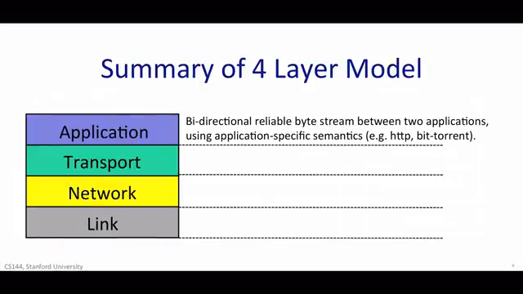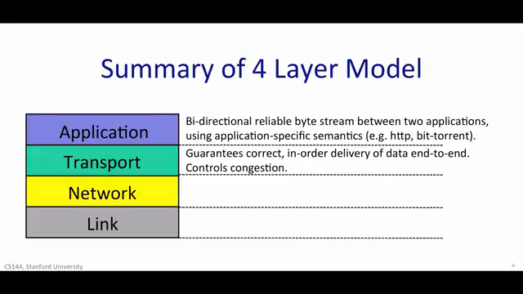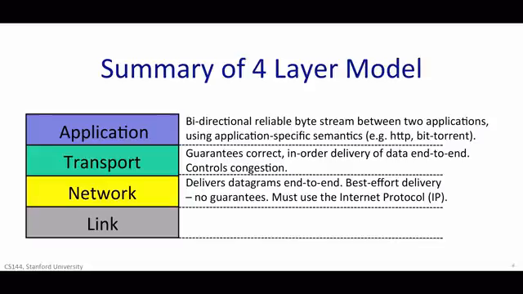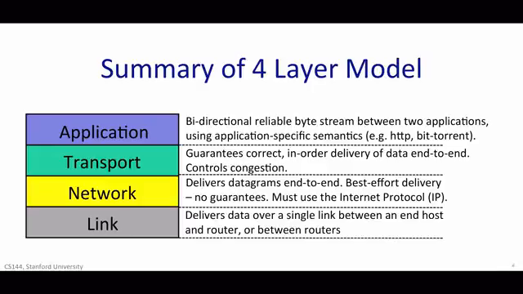So in summary, applications use a bidirectional reliable byte stream between applications, typically, but not always, and they use application-specific semantics, which we'll be learning about later, such as HTTP or BitTorrent. The transport layer typically guarantees correct in-order delivery of data end-to-end and controls congestion, although some applications don't need this, and so they can use a different transport layer instead. The network layer delivers datagrams end-to-end. It's providing a best-effort delivery service with no guarantees. We must use the Internet Protocol. The link layer delivers data over a single link between an end host and a router, or between two routers.